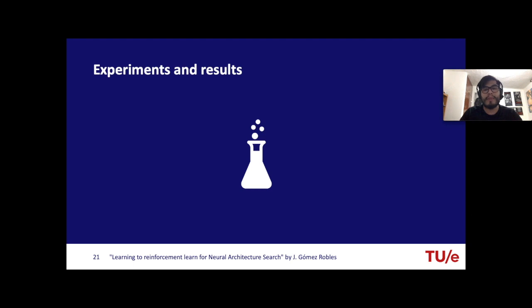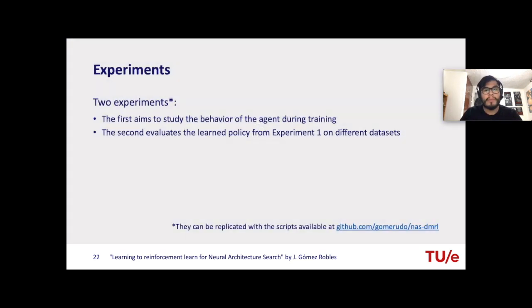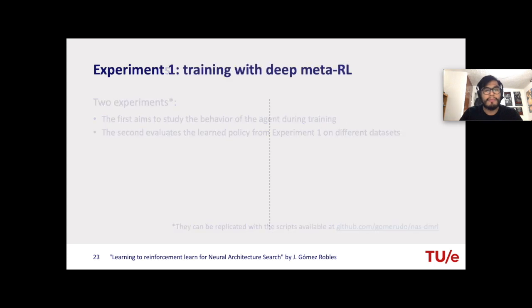Now it is time to talk about the experiments and results. 2 experiments were conducted. The first one aims to study the behavior of the agent during training on the 3 environments: Omniglot, VGG Flower, and DTD. The second one seeks to examine the policy during evaluation.